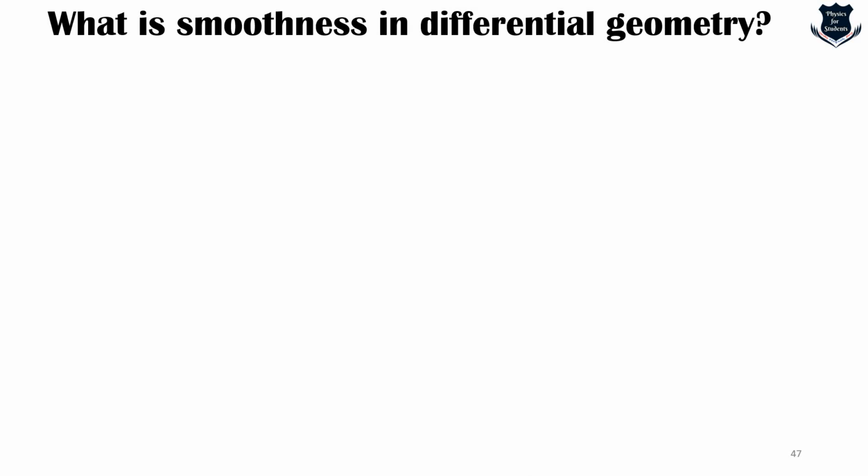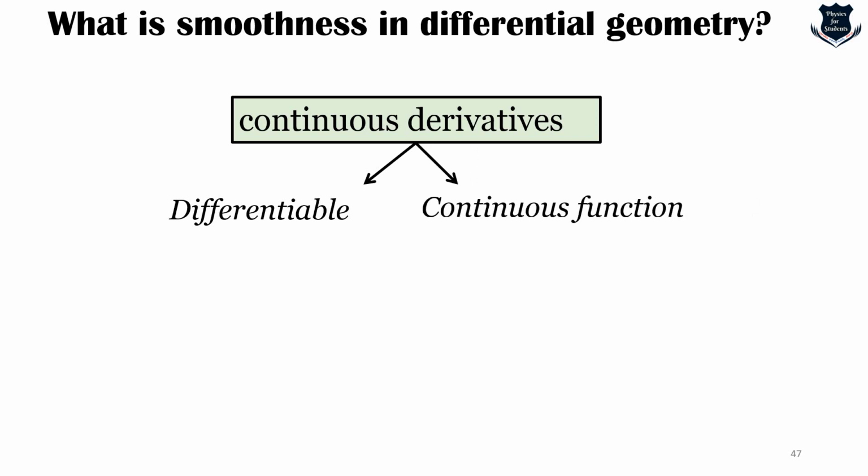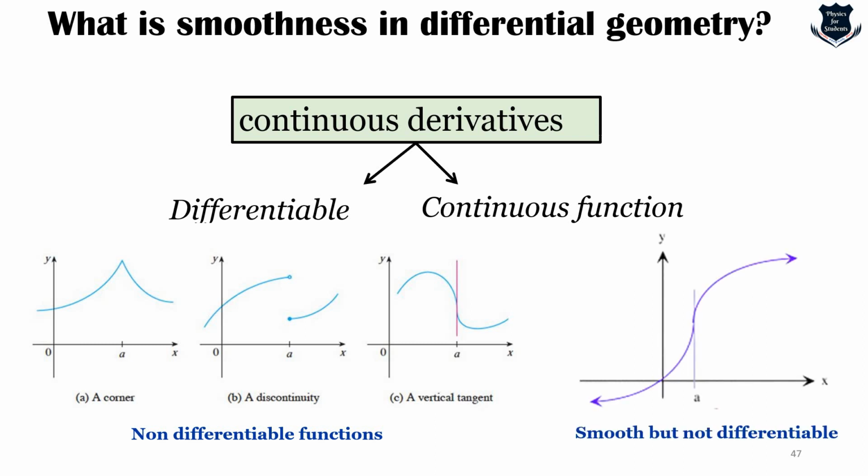We will see one more demonstration with that. Continuous derivatives have two parts: one, it should be differentiable, and two, it should be continuous. What do I mean by this? Look at this kind of graph. These are non-differentiable functions, obviously. Why? Because this is not continuous. But this one is smooth. We say smoothness is locally Euclidean, but this is not differentiable because this red line shows that there is a gap.